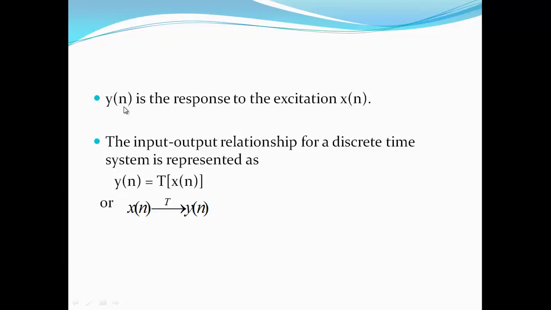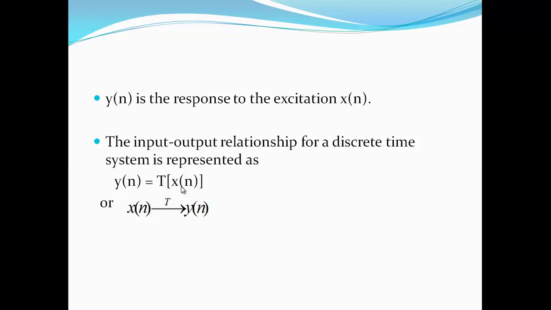Suppose I give an example that y of n is the response to the excitation x of n. So y of n is the output, x of n is the input. How do you denote it? y of n is equal to T of x of n. What do you mean by T? T represents the transformation function. When I supply one type of signal, I want another type of signal. That's why I am giving a certain type of signal. Let me give an example.